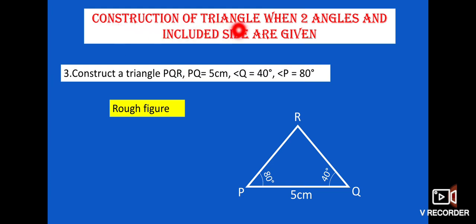Listen, construction of a triangle when two angles and the included side are given. Construct a triangle PQR. PQ equal to 5 centimeter, angle Q equal to 40 degree, angle P equal to 80 degree, like this. Just draw a rough figure. That is, we draw a triangle without measurement. This is the measurement. Then first, for doing this, we use our scale and protractor.